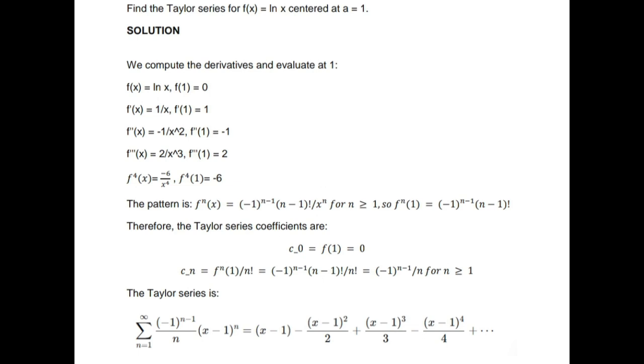So this series converges to ln x for x greater than 0 and x less than or equal to 2. So that would be all for our Taylor series and Maclaurin series.